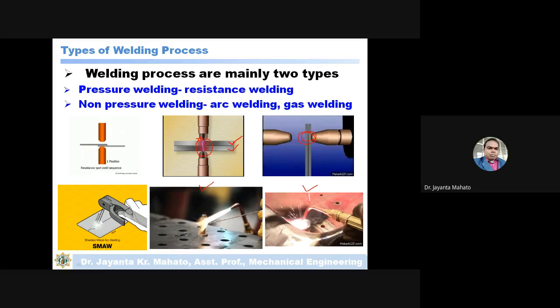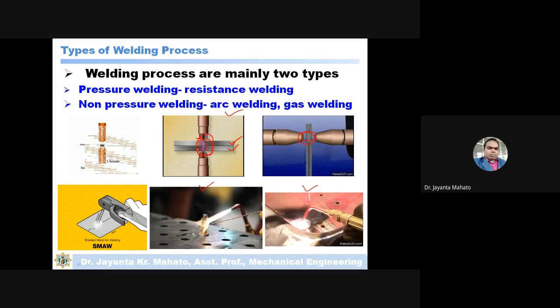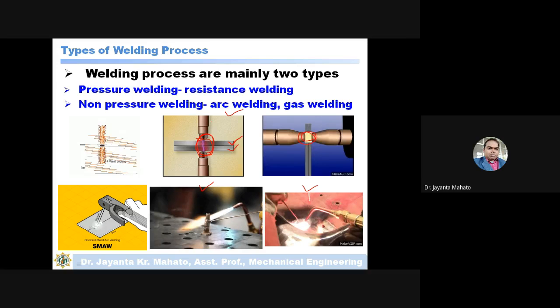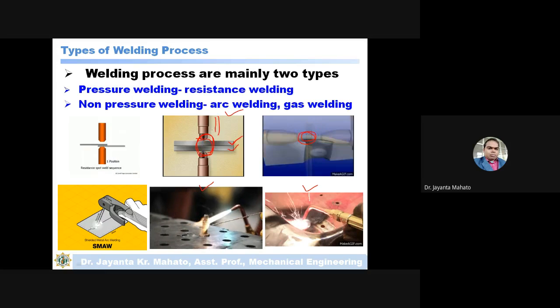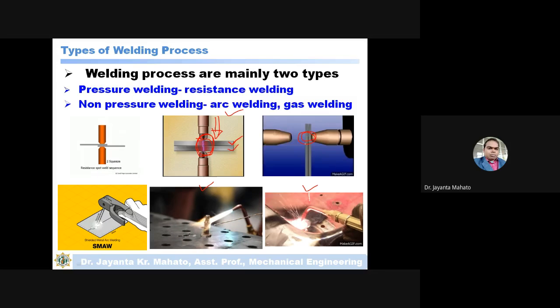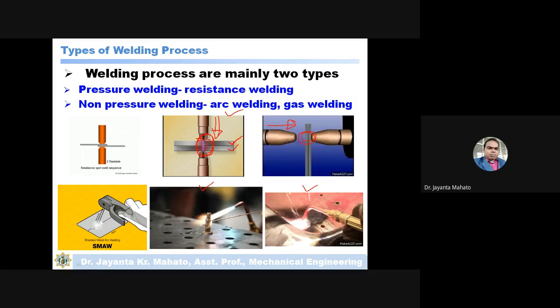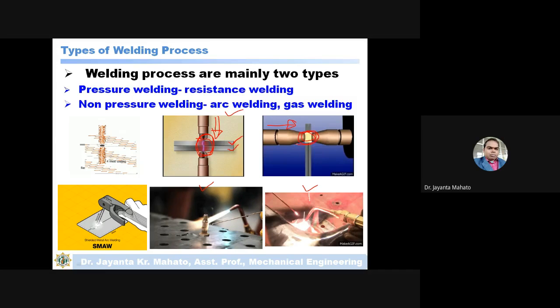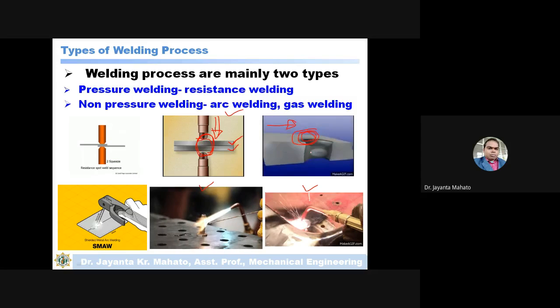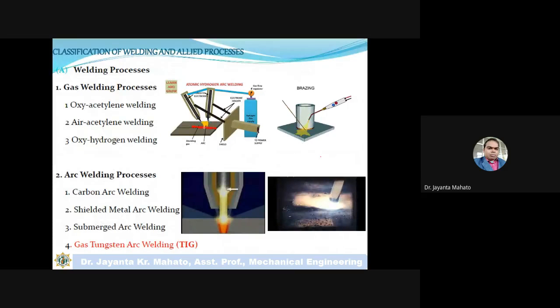In the above cases here, a pressure is also applied, by moving either the upper or lower part. Just see here, this part is moving, and a small pressure is applied on the stone. So this is actually a pressure welding process. Okay. So these are the broad classification of welding processes.